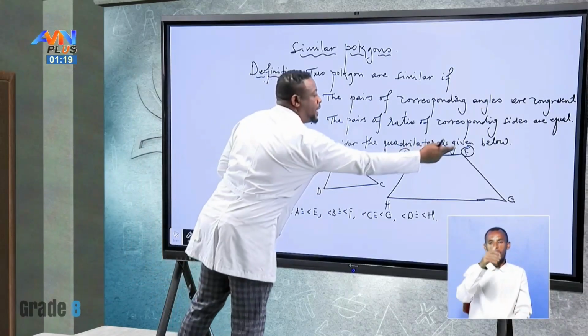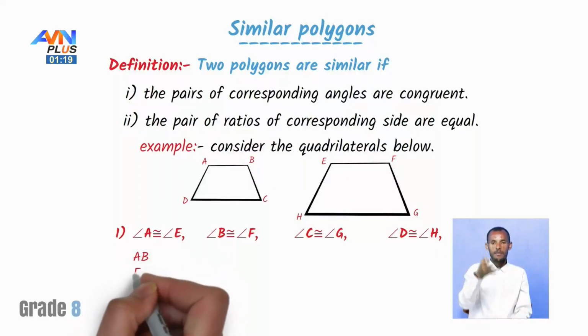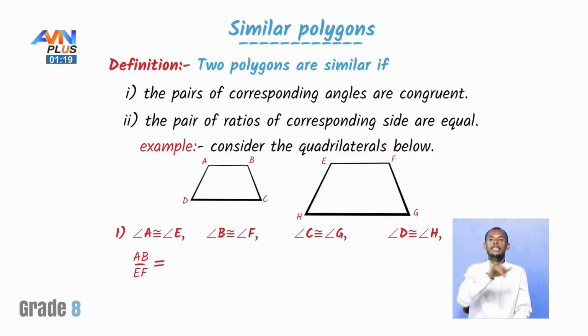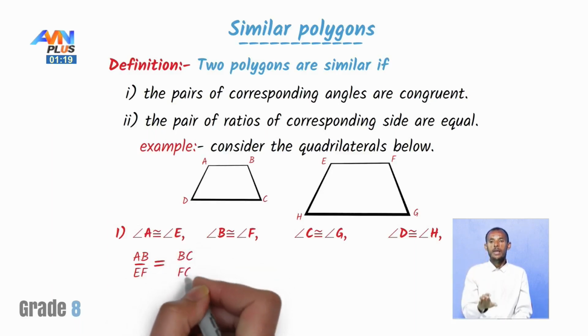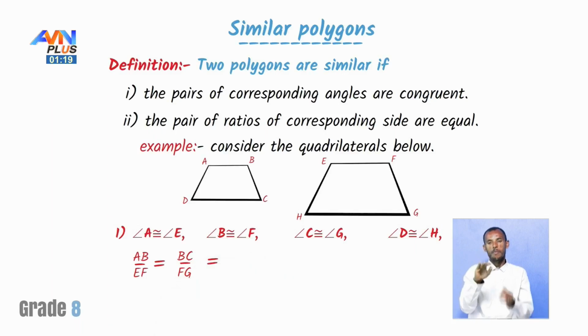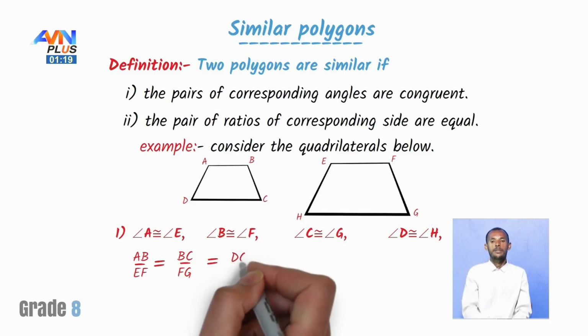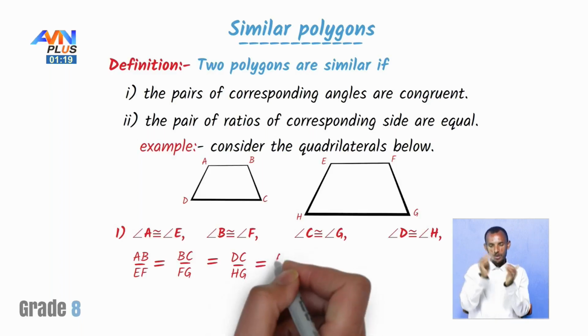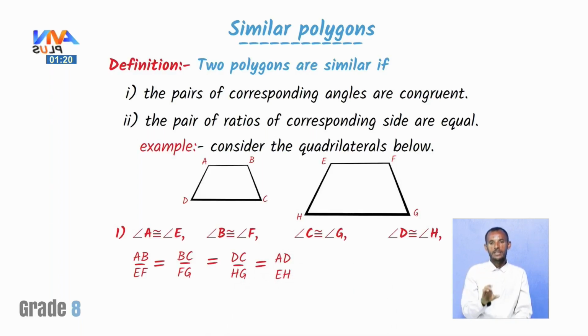AB over EF is the same as BC over FG, okay? This is also the same as DC over HG, and AD over EH must be the same.